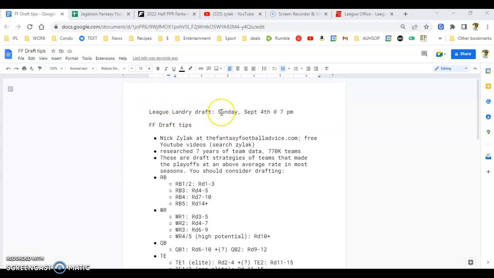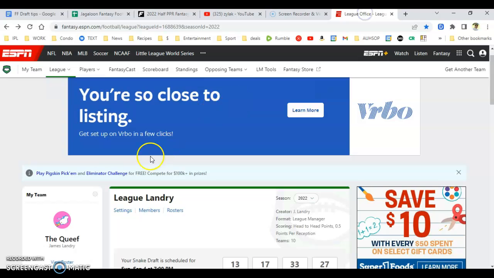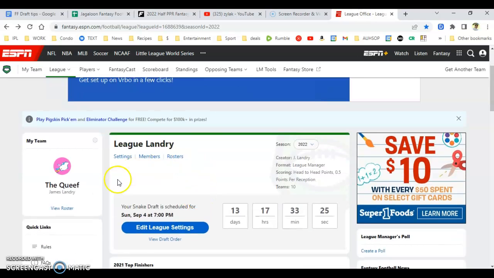I wanted to remind you the League Landry draft date is September the 4th, Sunday at 7 p.m. So if you go on your league page, right about an hour before the draft time, this will show something like enter draft room. So you can come in an hour or 30 minutes before and get there.